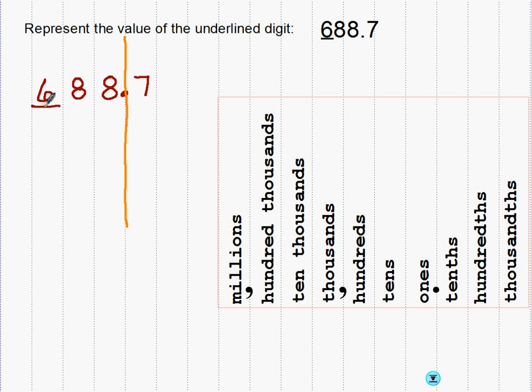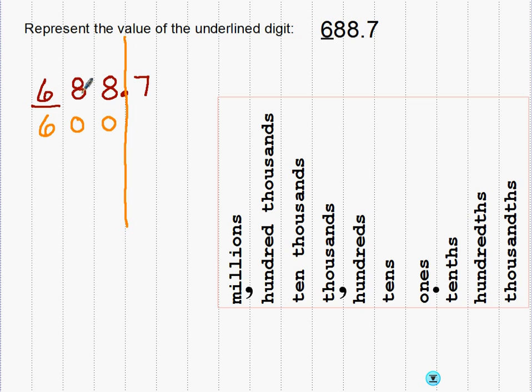Now I'm trying to find the value of a number on the whole number side. So I'm not going to worry about representing this as a fractional amount or a decimal amount. I'll just represent it as a whole number. So I'll bring this 6 on down. Then I'll fill in my tens place with a 0, and I'll fill in my ones place with a 0. And when I get to my decimal, I can stop.